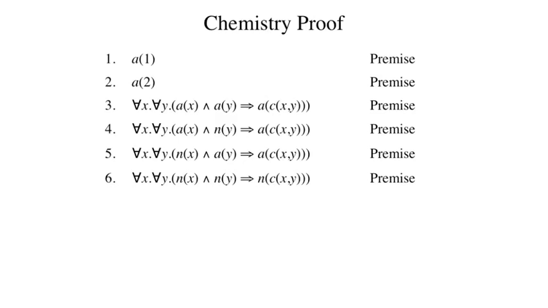As usual, we start with our premises, the facts about the two liquids, as well as the general facts about our combinations of acids and neutrals. We could include all the facts about combinations, including the rules about bases, but since there are no bases, we can just omit those from the proof.